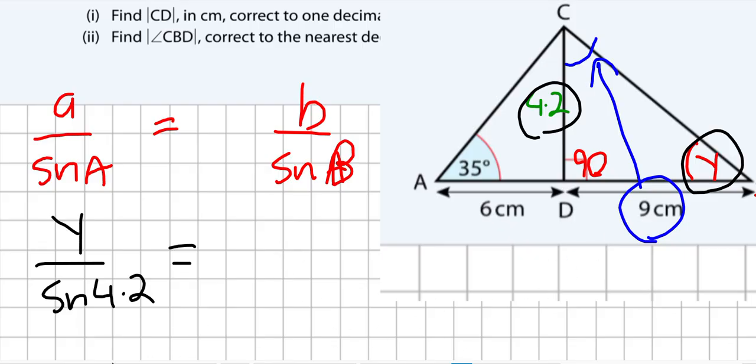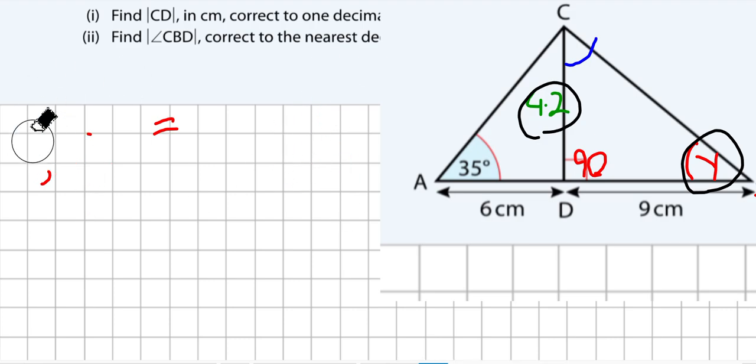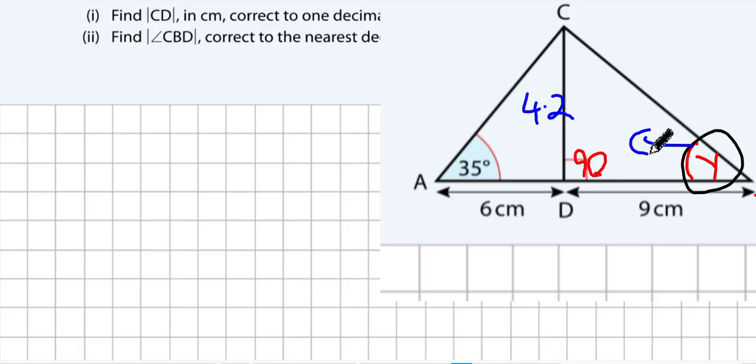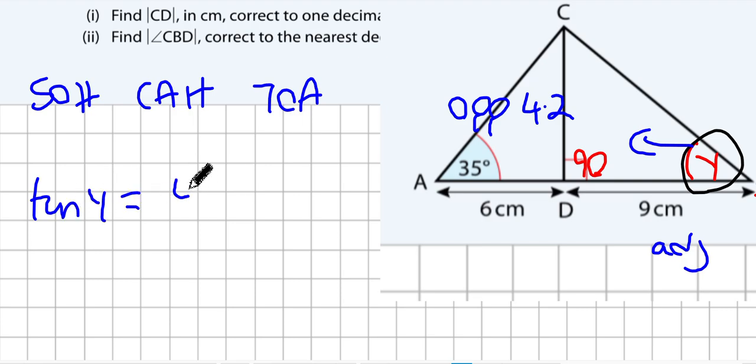So I might go back to the right angle triangle now, right? So I'm going to think about a right angle triangle. Okay. So who's opposite the Y? Who's opposite Y? And who's the 9? Adjacent or hypotenuse? What rule should I use? Sine, cos, or tan? Yeah, you're correct. Because we're using opposite and adjacent, we go tan Y is 4.2 divided by 9.